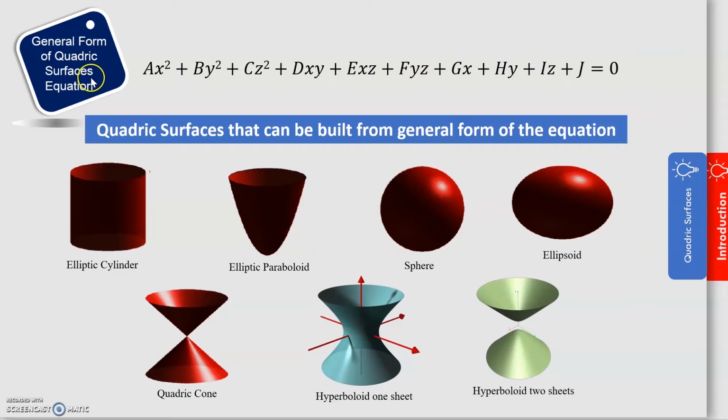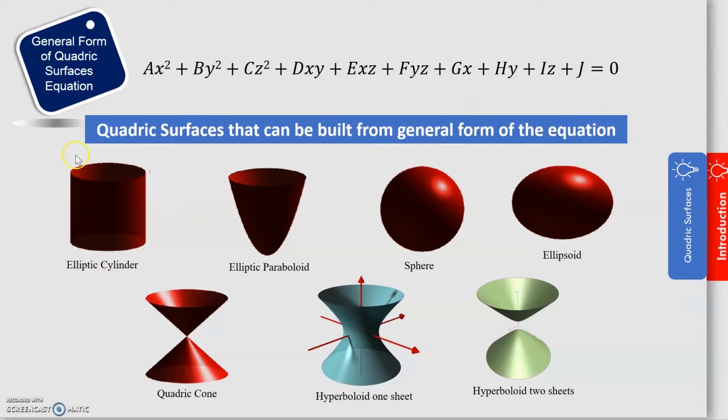The general form of quadratic surfaces is given by this equation. If you see here, we have variables of power 2. We have two variables multiplied together, and then we have variables of power 1, and this one is the constant. And there are many types of quadratic surfaces that can come from this general form of equation.